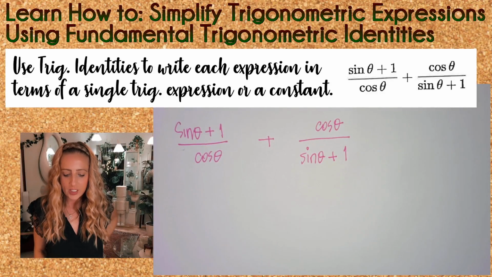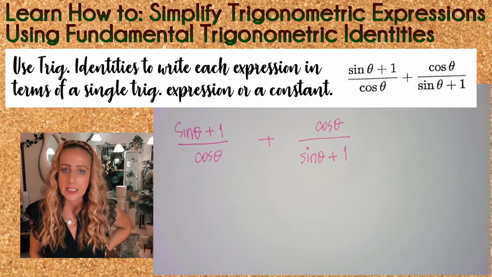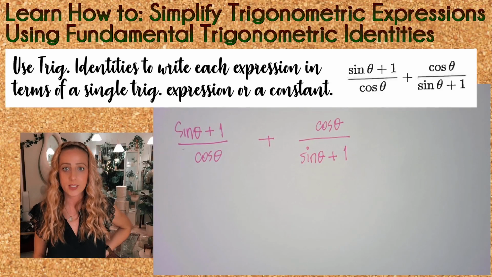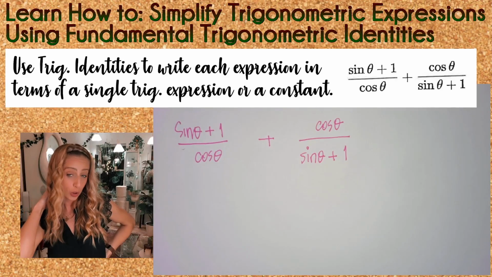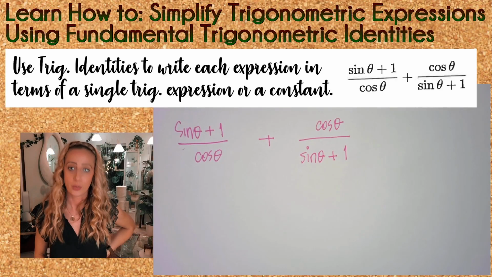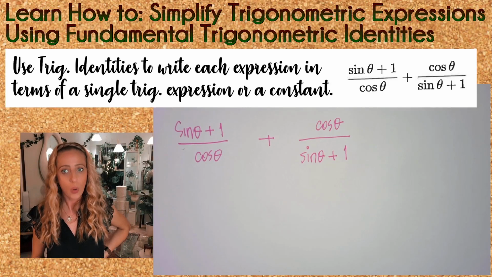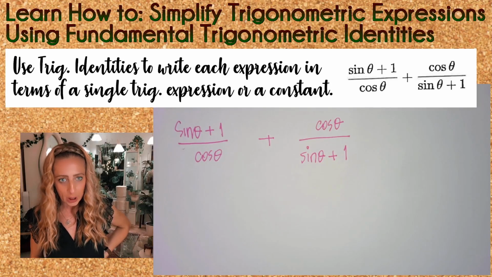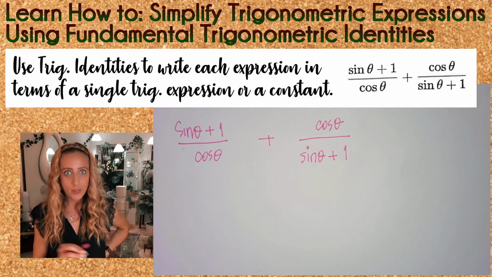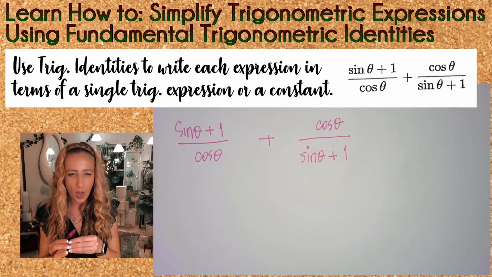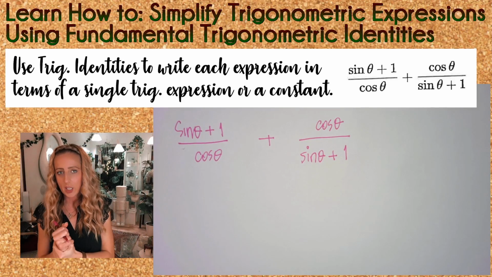Hey everybody, in this video we are going to be simplifying this trigonometric expression in front of you. It is the sum of sine theta plus 1 over cosine theta plus the reciprocal of that, cosine theta over sine theta plus 1. So what we have here is a sum, and oftentimes what you end up wanting to do is find a common denominator.